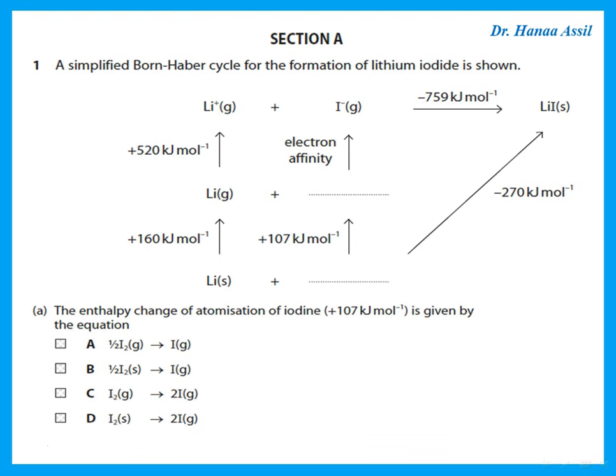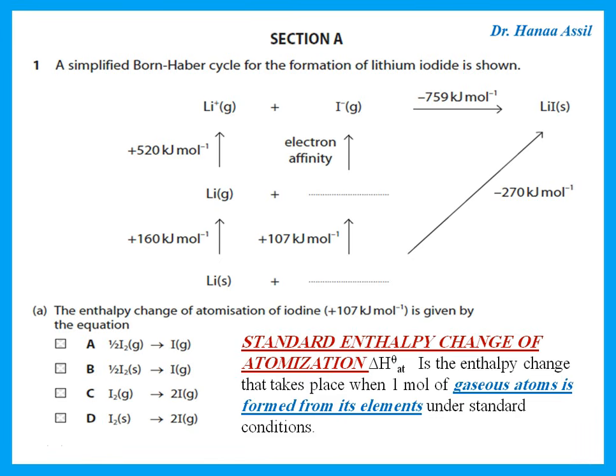So when we say enthalpy change of atomization, what does that mean? Remember that the standard enthalpy change of atomization is the enthalpy change that takes place when 1 mole of gaseous atoms is formed from its elements under standard conditions. So first of all, we want to form 1 mole of gaseous atoms. So my answer is A or B.